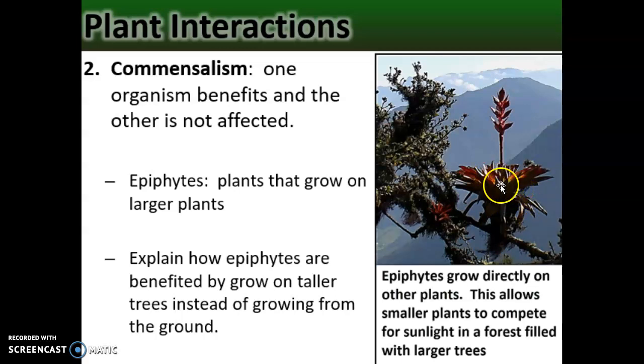However, this little bromeliad is benefited because it grows in a crowded tropical forest, right? And if you're this little bromeliad trying to grow on that forest floor, you're not going to be able to get the light that you need to photosynthesize and grow. So, by growing high up on the branches here, you get better access to sunlight. Again, the tree that you're growing on is not really affected at all. Its survival is not impacted by this little bromeliad here, but this bromeliad gets benefited.